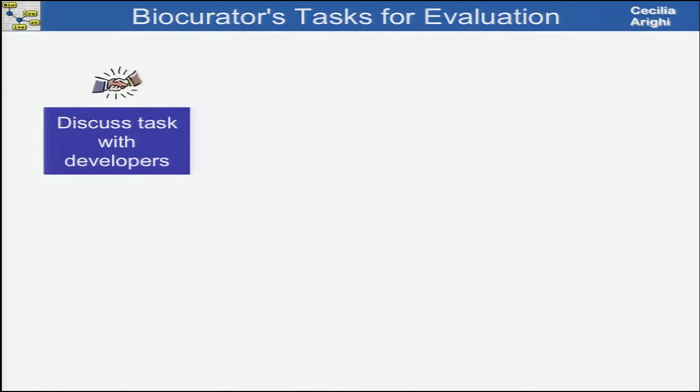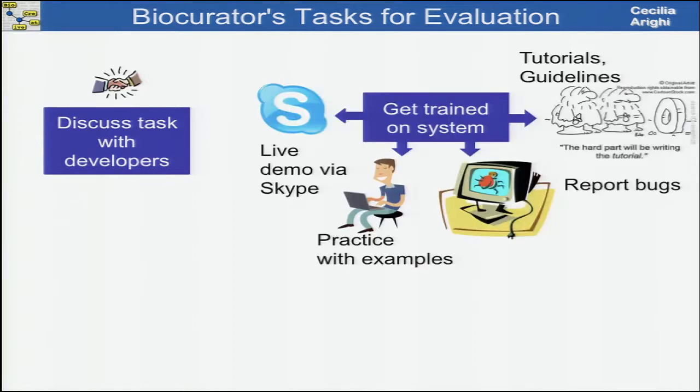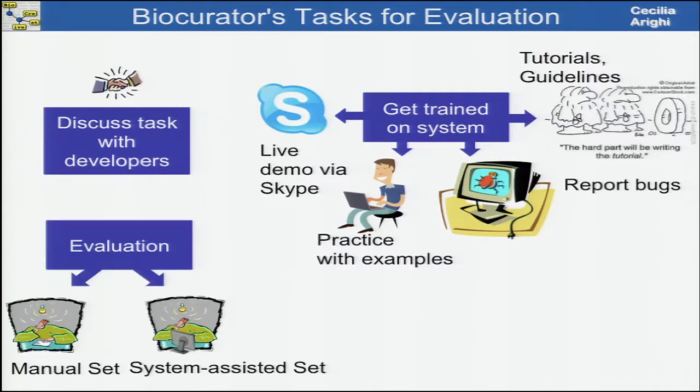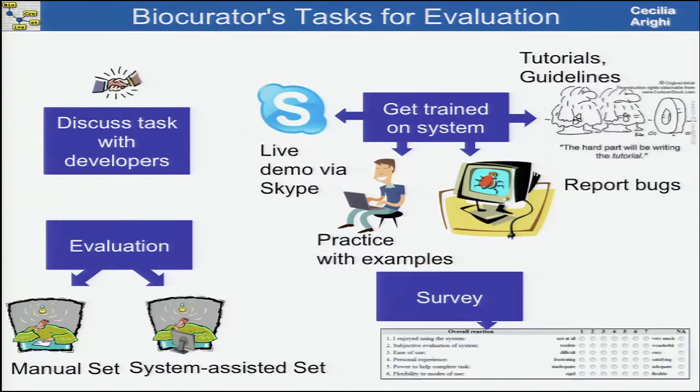This is the workflow. So basically, we discuss the tasks with developers. The users, after recruitment, get trained, either via Skype. They practice examples, they look at tutorials, and they report back to the group. Then we have the evaluation, the manual set and system assisted. I say manual set, but basically it's without the text mining tool. It could be the same system with the text mining turned off. And then they go through the survey.